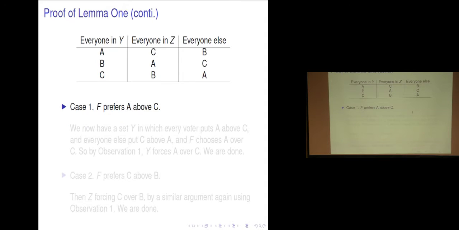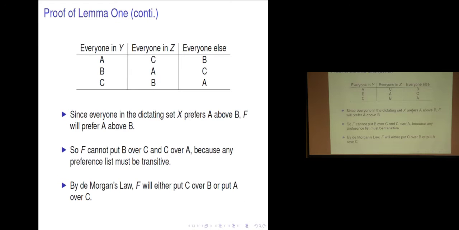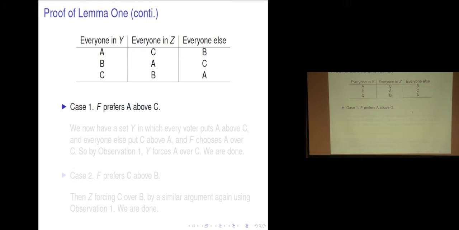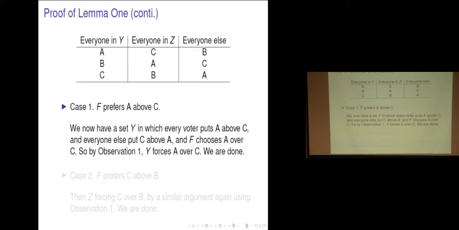So again, I copy this table profile for your reference. Case one, F prefers A above C, right? So I'm considering putting A above C, A over C. I consider the last part as my case one, this part as my case two. They are the same, actually. So suppose F prefers A over C. Then we have a set which is Y.